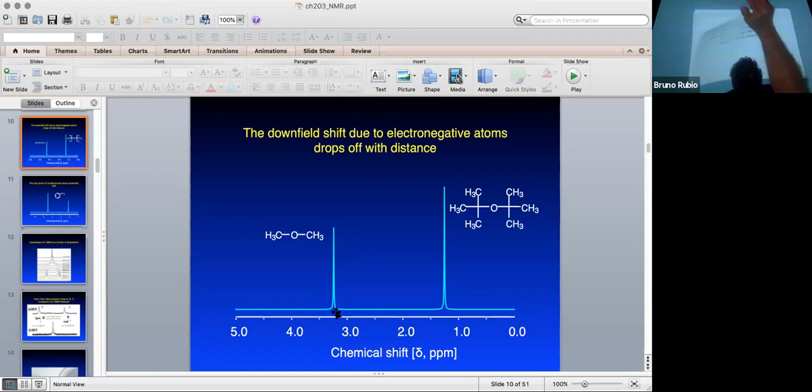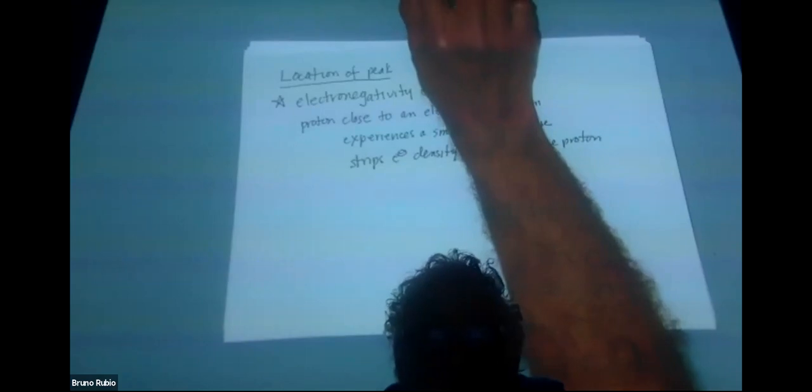Now, when we move that electronegative oxygen farther away, in this di-tert-butyl ether, now these protons are 1, 2, 3 bonds away from oxygen. Right, in this methyl ether, they were 2 bonds away from oxygen. Over here, they're 3 bonds away from oxygen. The peak is further upfield, so the electronegativity effect also depends on how far the electronegative atom is from the proton.